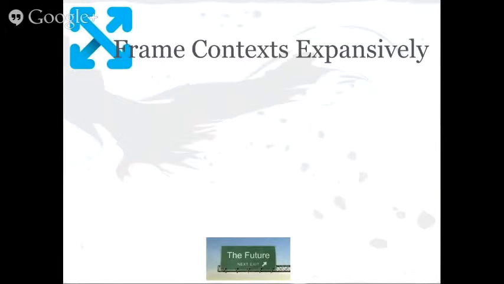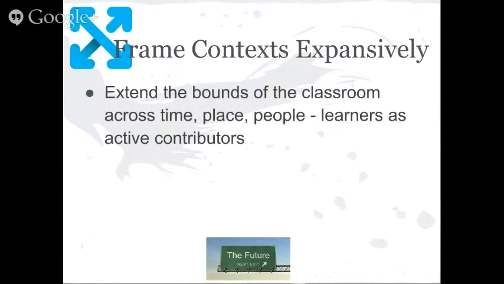So related to connections, we looked at some literature that talked about framing context expansively. So again, that's just the idea of removing the bounds of the classroom and trying to connect it as much as possible across time, place, to different people, and thinking of learners as actively contributing to that knowledge building process.